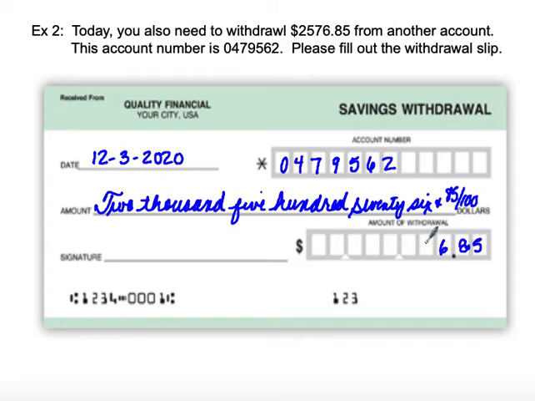And my signature. So your first, last, sometimes you put a middle initial, however you sign it at your bank is how you should sign it every time so they can match that signature that they have on file. And that's how you fill out a withdrawal form to take money out of your savings account. Hope you have a great day.